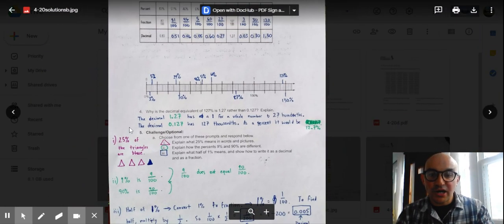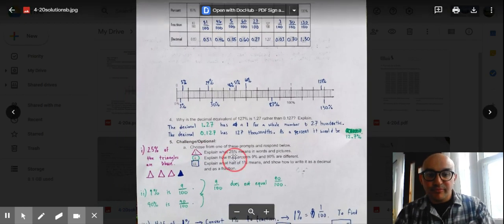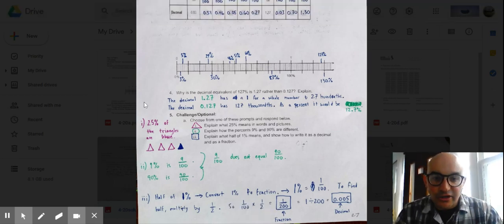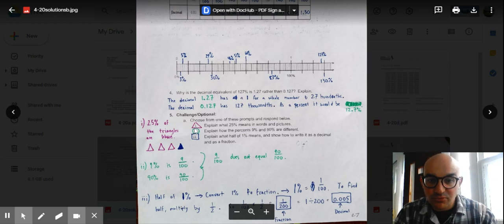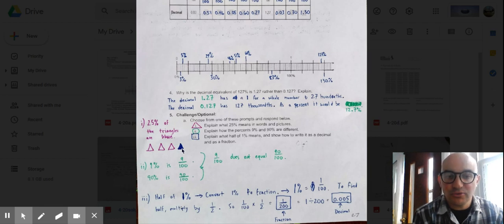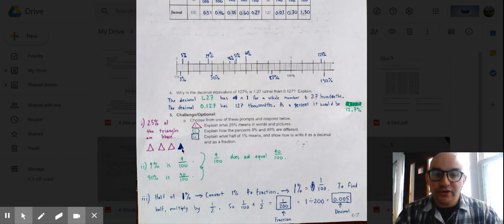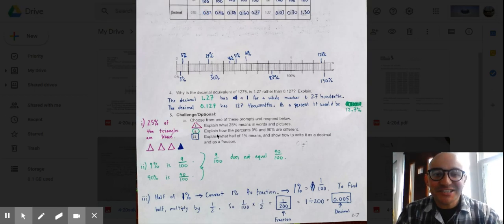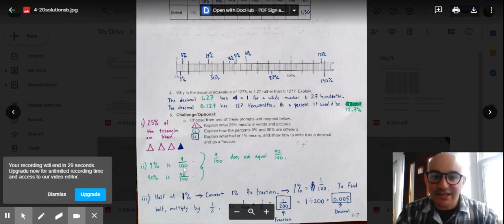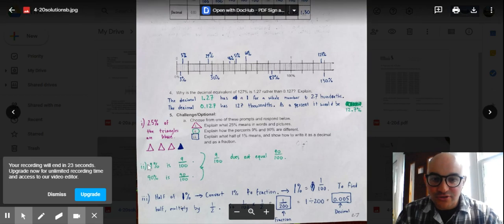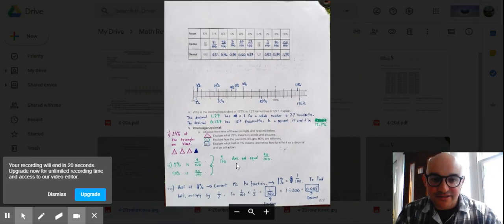And then for the optional problems here, these will be a little bit different because these are explanatory type problems. In part I, what 25% means in words and pictures: 25% of the triangles are blue. So I drew 3 purple triangles and 1 blue. So 1 out of 4 is 25%. Part II, explain how the percents 9% and 90% are different. 9 over 100 does not equal 90 over 100. So I just turned each percent into a fraction, and that's a simple explanation there.